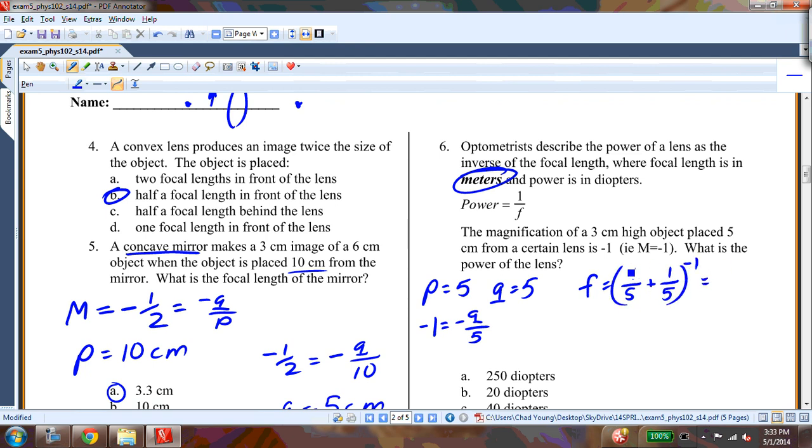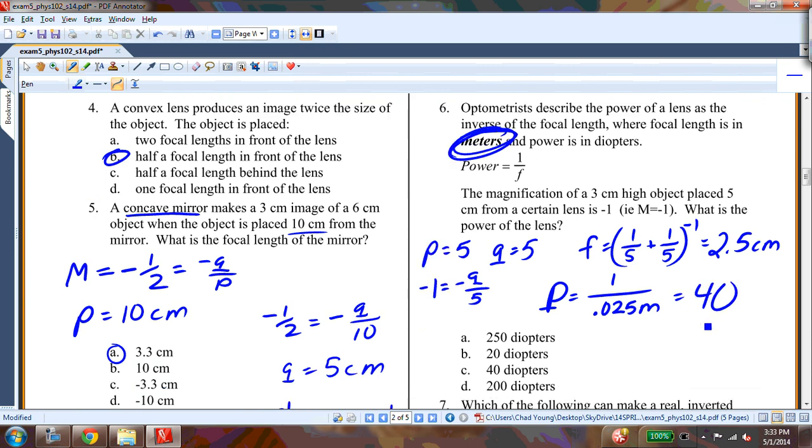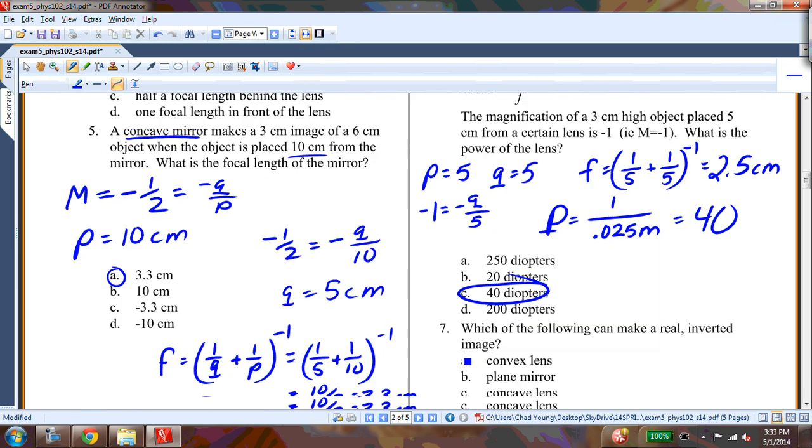That's going to be 1/5, 2/5, 2.5 centimeters. All right, so my power then is going to be 1 over, not 2.5, but 0.025 meters. I have to convert it to meters. And that's going to give me a power of 40 diopters. So C is the right answer.